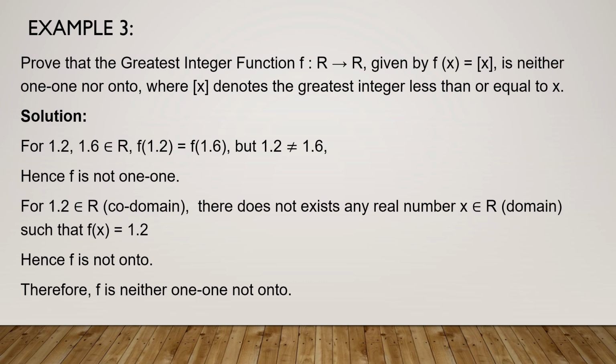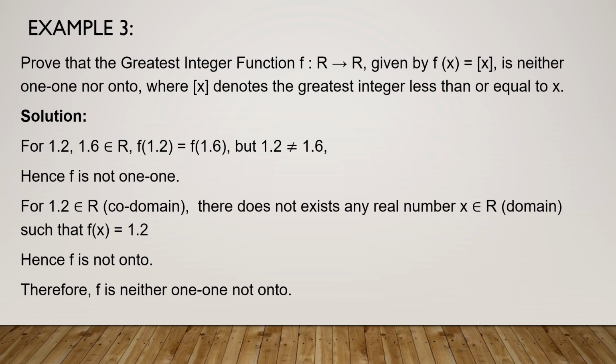Now, first thing is, suppose you can take any elements. I have taken 1.2 and 1.6. Both of them belong to R. Both are real numbers. f(1.2) is equal to f(1.6). Just now as I told you, both will give the greatest integer, so both will result in 1. So f(1.2) is equal to f(1.6). But is 1.2 equal to 1.6? No. So the function is not one-one. Correct? Second thing is we want to check for onto.